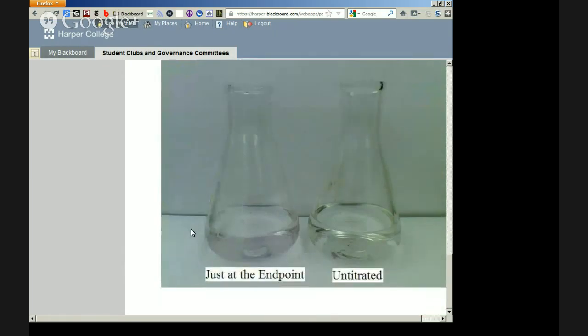So what you want is this. The pink in the solution is so light that you can't even really tell that it's pink unless you compare with a clear solution next to it. If you just looked at that by yourself, you might not even see that it was pink until you compare it with another clear solution. So there's just the faintest hint of pink. That's what you're shooting for.